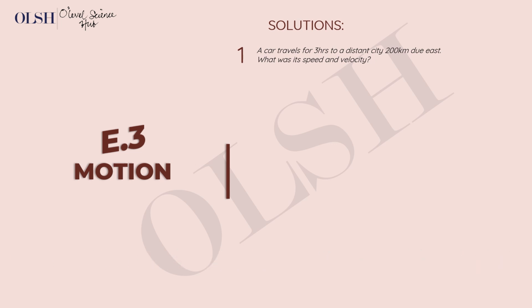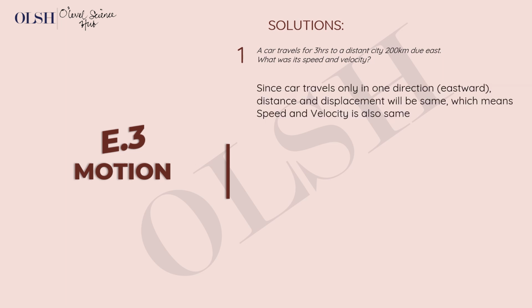So in this case we have a distance of 200 kilometers, but that distance is due east, which means it is in a particular direction. In that case, the distance is the same as our displacement, because it was just a movement done in a particular direction. So the slide says since the car travels only in one direction, that's eastward, distance and displacement will be the same, which means speed and velocity are also the same.